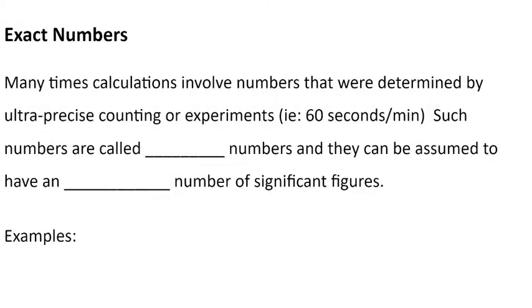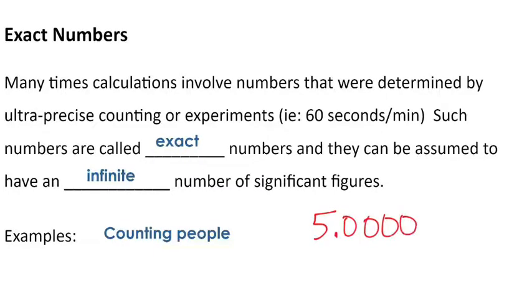So these exact numbers that we're talking about have an infinite number of significant figures, generally because there's some kind of standard, or they were determined with some super precise counting or experiments. And the best example I can give you is counting people. If I tell you that right now there are 5 people in my classroom, I shouldn't have to tell you or write down that there are 5.00000 infinitely repeating people in my classroom.